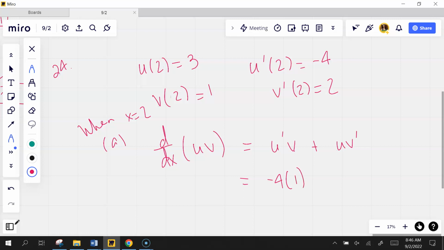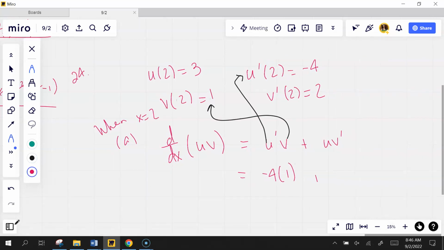Y'all see where I'm getting this? Plus, what's u at 2? 3. What's the derivative of v at 2? It's that easy, y'all. This is kind of like whenever we did function composition and everybody got composition, and then whenever we did composition at a point, everybody's like, Shane, what are you doing? It's just at a point. We're just plugging values in, so you should get an exact answer.